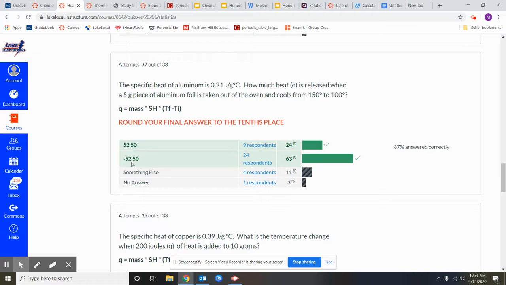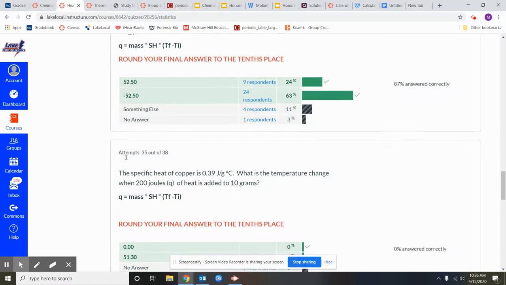So I know some of you also gave me that negative 52.5. I accepted it either way because technically speaking, that's what's being released. So either way, I'll take that. You have this many joules being released because it's a negative, it's an exothermic reaction.